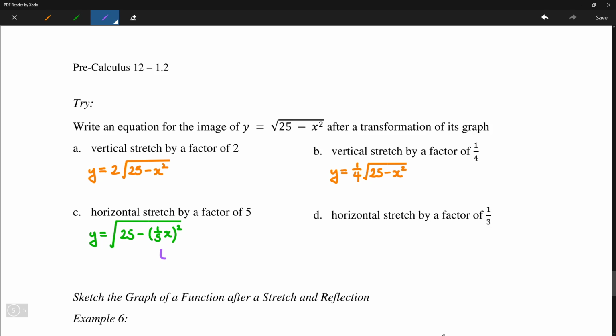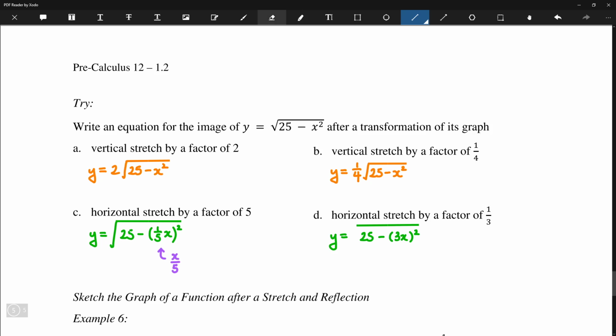Again, x over 5 is also acceptable. x over 5, and then in parentheses squared is also acceptable. And finally, horizontal stretch by 1/3. So this would be y equals the square root of 25 minus 3x all squared.